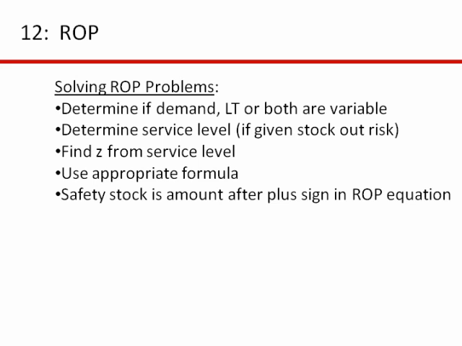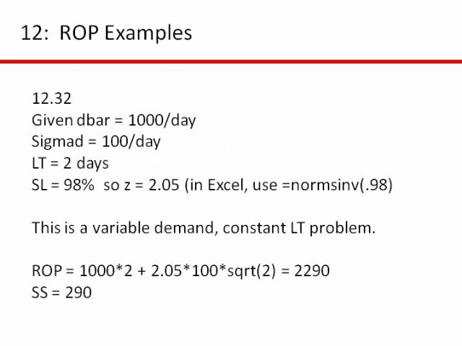All right, so let's go and do an example. This is problem number 32. It says, given that your average demand is 1,000 per day, and your standard deviation of demand, that's sigma d, is 100 per day, and if lead time is 2 days, and if your service level is 98%.